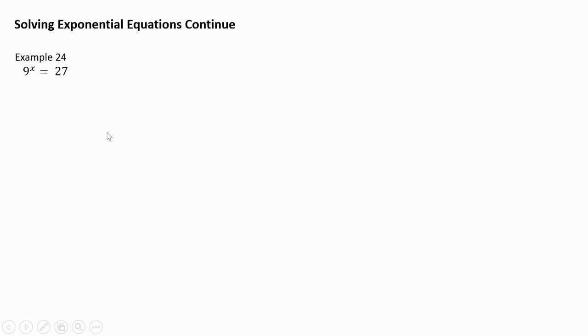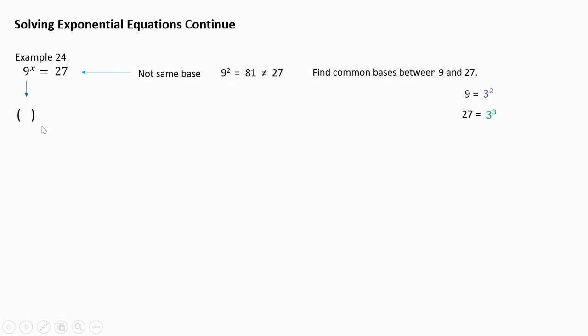Now, we continue. Example 24. We have 9 to the x equals 27. So again, these are not the same base. So we have to get the same base. Let's see if 9 to the second power will give me 27, right? It doesn't because 9 squared is 81. It does not equal 27. So we have to find the common base between 9 and 27. The common base is 3. 9 is 3 squared, and 27 is 3 cubed. So I'm going to replace the 9 with 3 squared. I'm going to replace the 27 with 3 cubed.